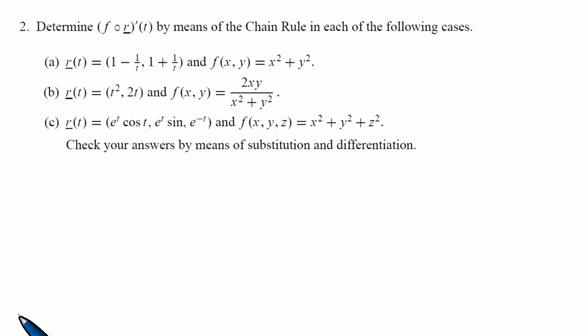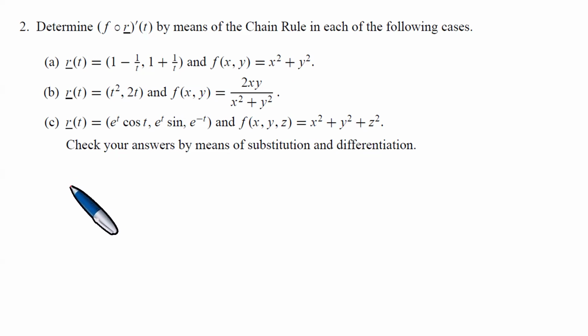As part of the activities, determine as homework, during your own leisure, the following questions. Determine the derivative of the composite function of f and r, r prime of t, by means of the chain rule in each of the following cases: r of t is 1 minus 1 over t, 1 plus 1 over t, and f of x and y is x squared plus y squared. And r of t is t squared, t, and so on.